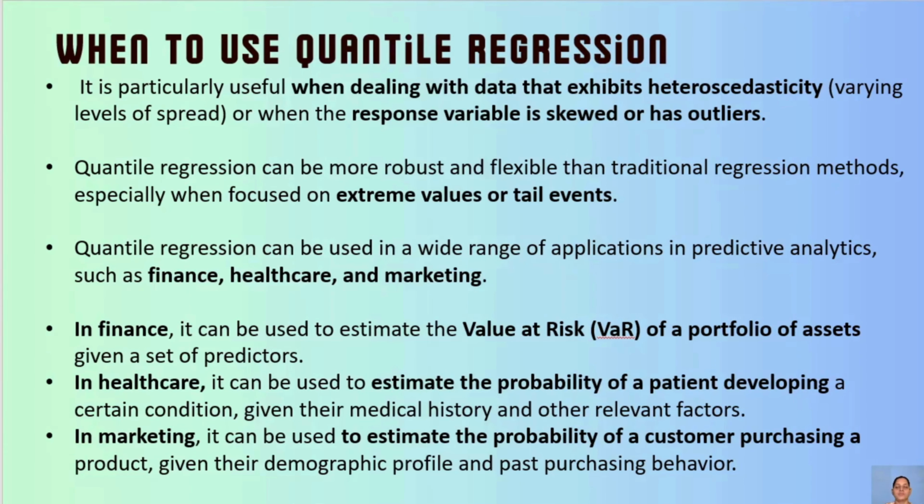So where the response variable is either left-skewed or right-skewed, or positively skewed or negatively skewed, and it has many outliers, in that case we can go ahead with this.